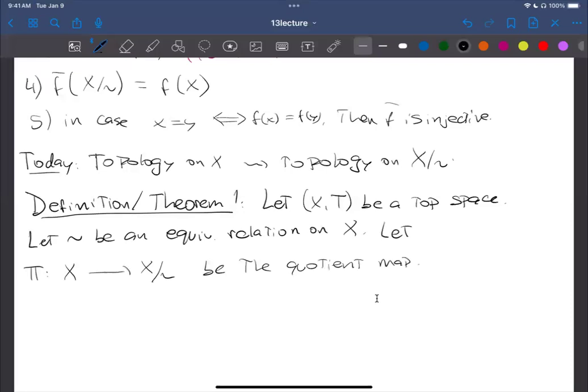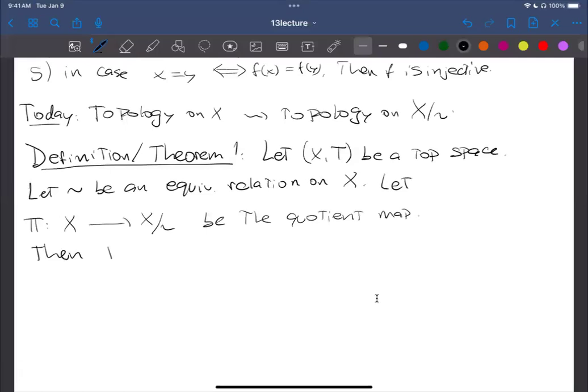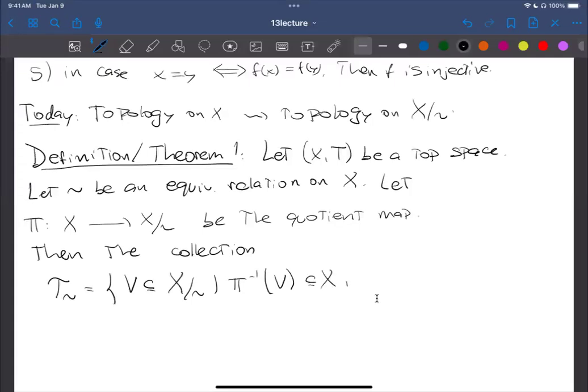And here's the theorem part. Then the collection, which I'm going to denote by T sub tilde, it's not a very common notation, is going to include all subsets in the quotient set such that the preimage under the quotient map is open in X. So once again, I'm considering subsets of the quotient set for which the preimage under my very important quotient map is open in X. So I'm using the topology of X, of course.